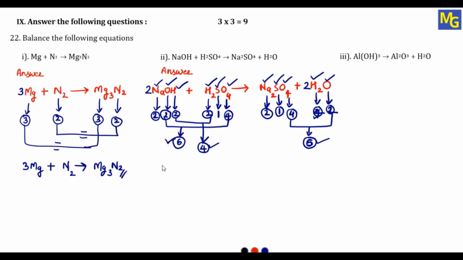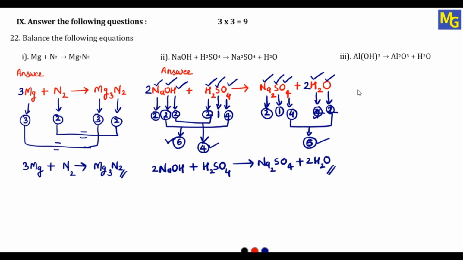So the balanced equation will be like this. So I'll write down here 2NaOH plus H2SO4, and it is going to give Na2SO4 plus 2H2O. Now see. So this is the balanced equation, that is the second one.